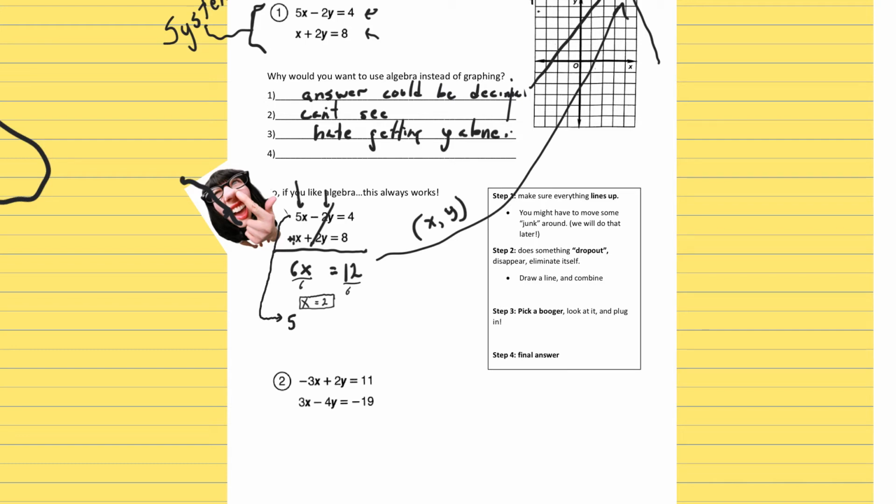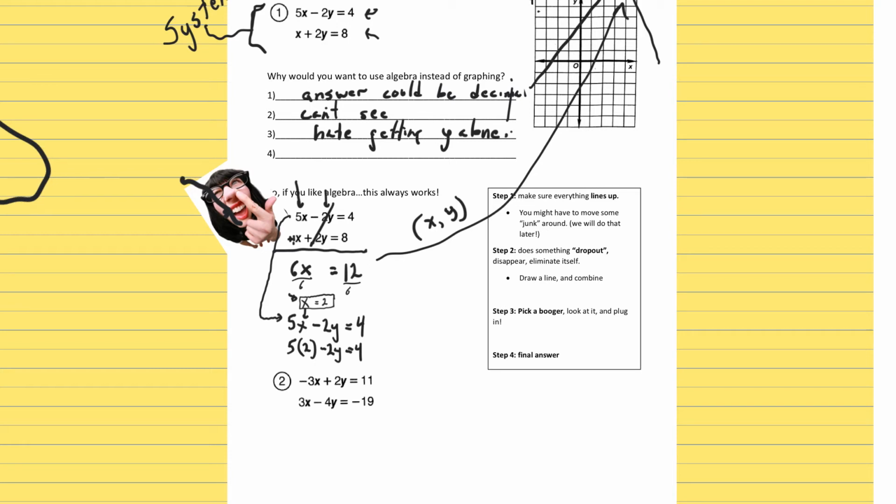So 5x minus 2y equals 4. I know this is nasty for some of you guys, but you just got to remember. You got to write it down. Now we plug in x. Now remember, sometimes we solve for y, just so you know. But in this case, it's x. So we plug in. And now we're going to solve for y.